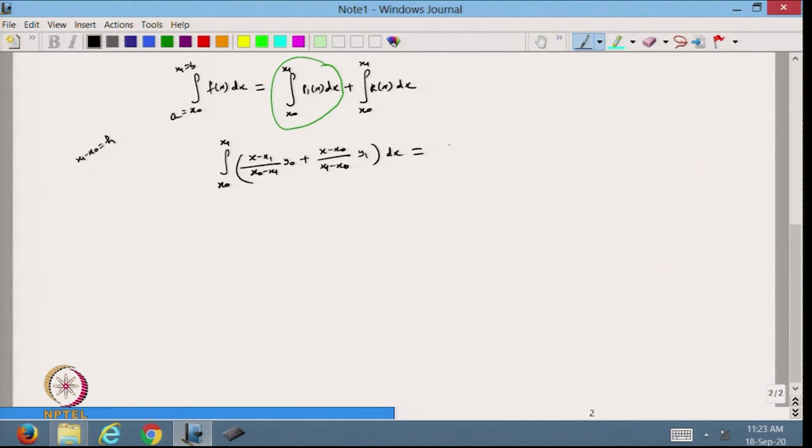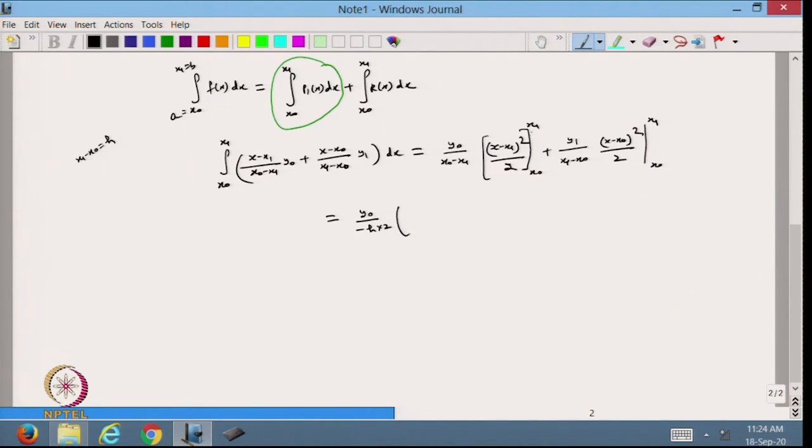Now if you do this integration, I will get y0 over (x0 minus x1), and integrating it gives (x minus x1) whole square by 2, substituting the limits, plus y1 over (x1 minus x0) times (x minus x0) whole square by 2, substituting x0 and x1. From here, since h is what I have taken, it is minus h coming here. So I can write y0 over minus h into 2.